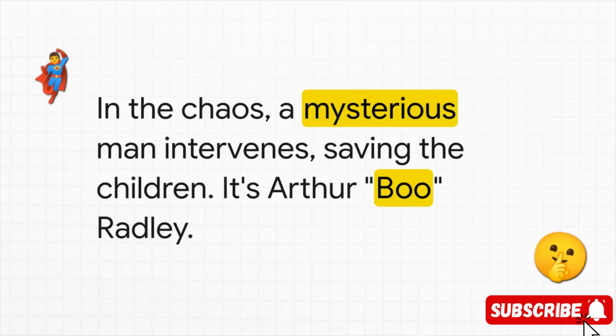And then, in all that chaos, a second person appears. Someone intervenes and saves the children. And it's him. It's Arthur Boo Radley. This is the moment, you guys. This is where those two big plot lines just collide. The childhood mystery and the adult drama, they crash together in the dark. The ghost from down the street becomes a real-life hero, stepping out of the shadows to save the kids he's been watching over all this time.